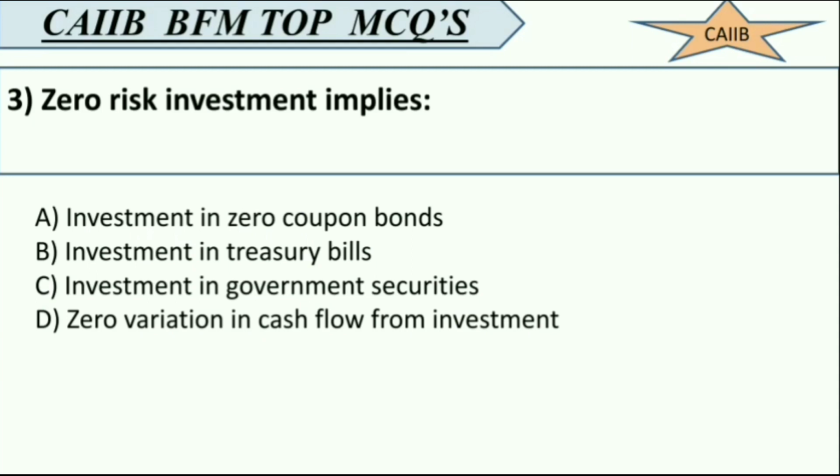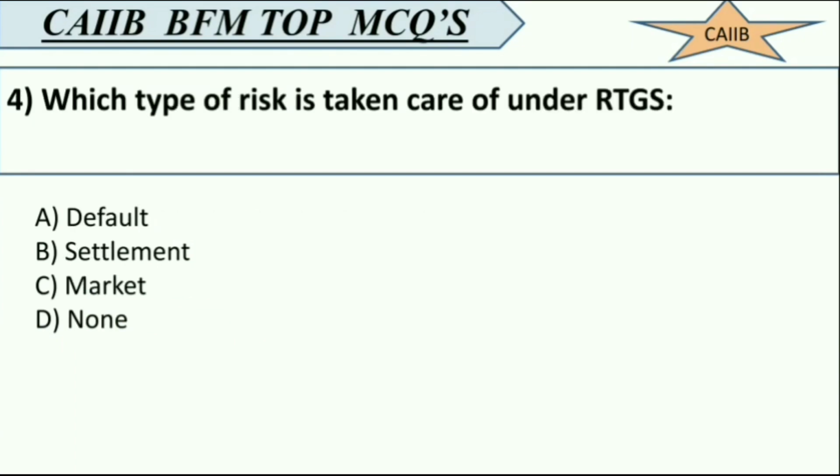Zero risk investment implies investment in zero coupon bonds, investment in treasury bill, investment in government securities, or a zero variation in cash flow from investment. The correct answer is option D, that is the zero variations in cash flow from investment. Next question, question number 4.